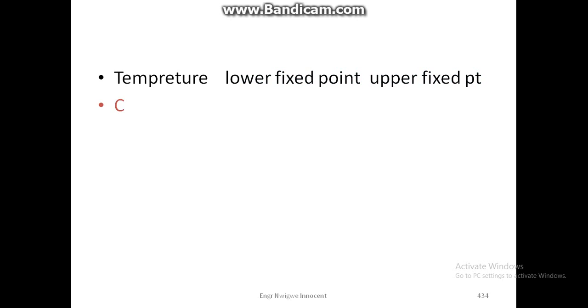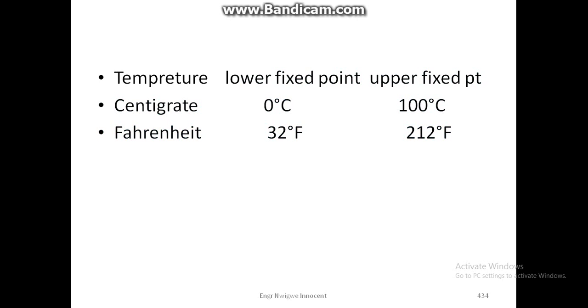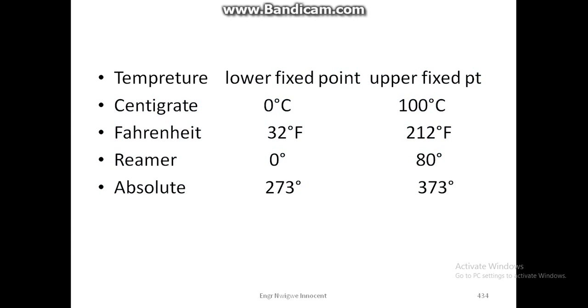In centigrade, the lower fixed point is 0 degrees and the upper fixed point is 100 degrees. For temperature of Fahrenheit, the lower fixed point is 32 Fahrenheit. The upper fixed point is 212 Fahrenheit. For temperature of Reaumur, the lower fixed point is 0 degrees. Upper fixed point is 80 degrees. For temperature of absolute, lower fixed point is 273. Upper fixed point is 373.